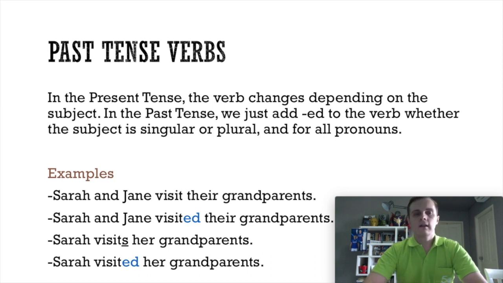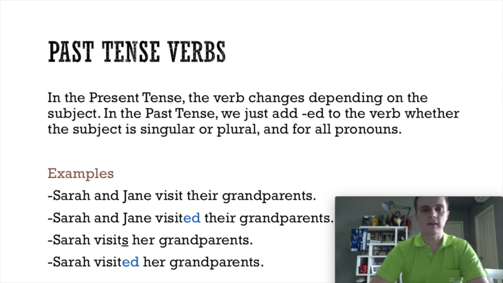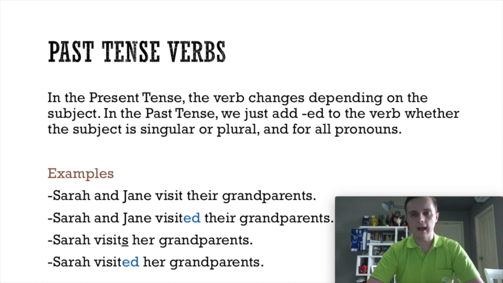So, the examples here, Sarah and Jane visit their grandparents. That is a present tense sentence, like we did last week. In the subject, there's two people, Sarah and Jane. So we have a plural noun in the subject. And that meant that we didn't change the verb visit. When we do that in the past tense, Sarah and Jane visited their grandparents. We just add ed to the verb visit.